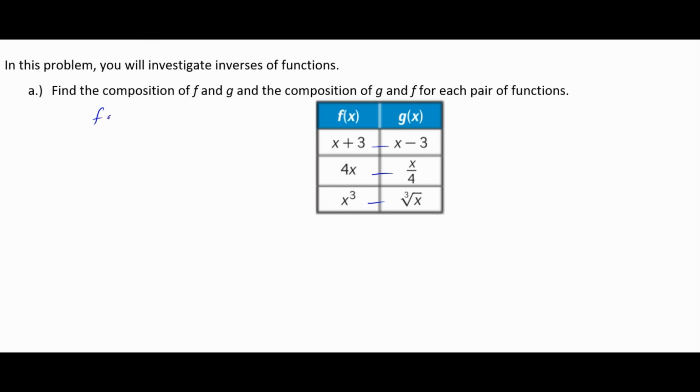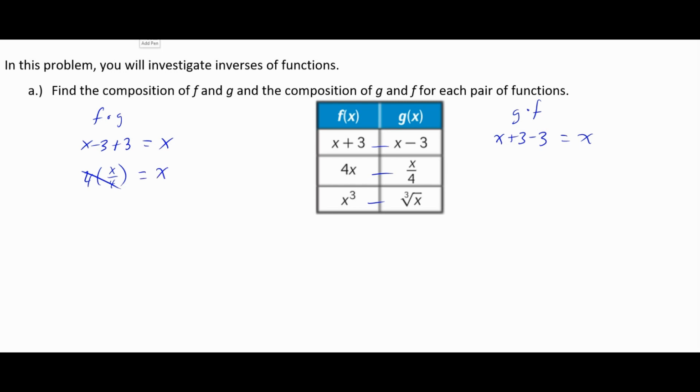So I'll put f of g of x over here, and I'll put g of f of x over on the right side for each pair of functions. So f of g of x is going to be x minus 3 plus 3, which simplifies to be x. And g of f of x is going to be x plus 3 minus 3, which also simplifies to be x. In our next pair of functions, if I substitute g of x into f, I'm going to get 4 times x over 4. Well, those 4's divide out, and I'm left with x.